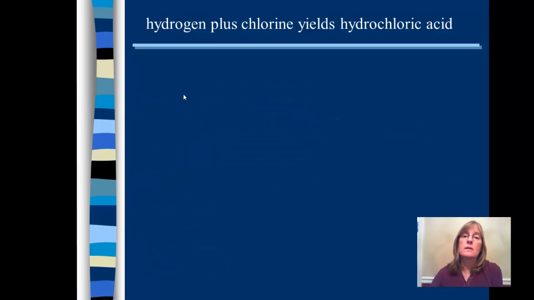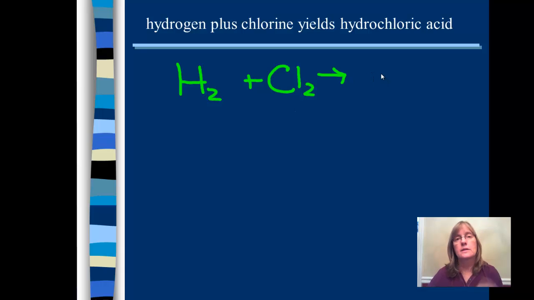We have hydrogen plus chlorine, and they yield hydrochloric acid. Now we need to keep in mind that hydrogen is a diatomic, part of the Hofbrinkel, so hydrogen is H2. H2 plus chlorine, chlorine again part of the Hofbrinkel, so Cl2 yields, we put our arrow, hydrochloric acid. Do you remember this formula for hydrochloric acid?